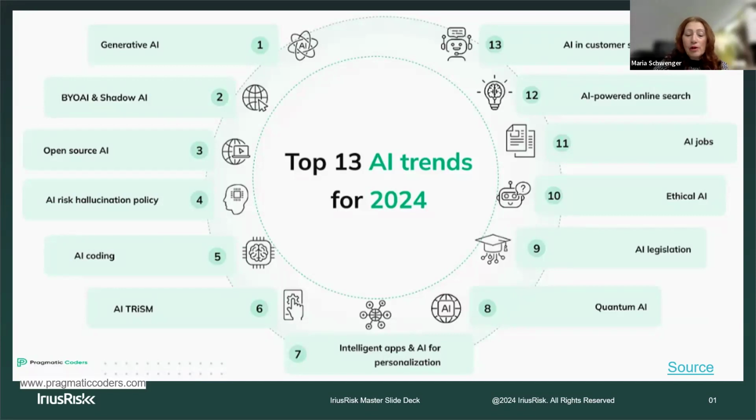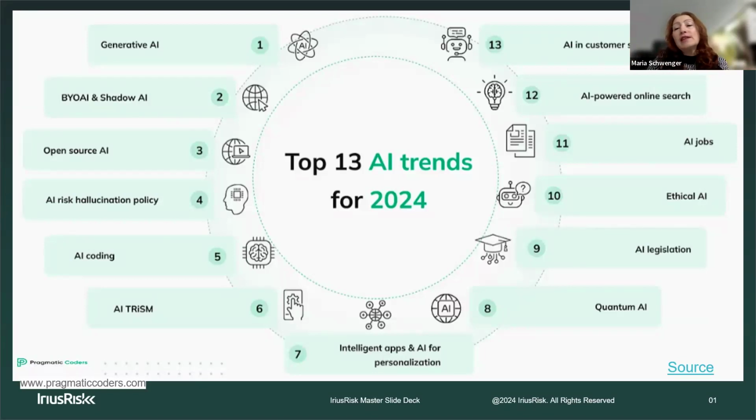AI trism is something that I wanted to bring to your attention, because this is a framework that helps organizations manage areas like explainability, model ops, data anomaly detection, adversarial attack resistance, and data protection. So this is something that's going to come and help us as a framework to stay on the safe side. Of course, we have intelligent personalization of AI. You see number 13, customer service, AI-powered online search. These are all things that we already see today. AI jobs, and what jobs are going to change, what jobs are brand new to us.